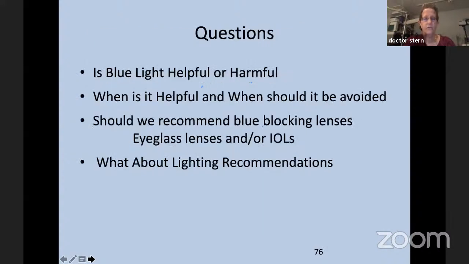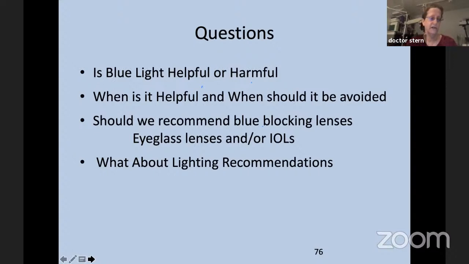And so here are just some questions. Is the light helpful or harmful? When is it helpful? When should we avoid it? Should we recommend either the blue blocking eyeglasses or intraocular lenses? And in general, what about different lighting recommendations for people? Or should they also be wearing it in eyeglasses, or should we be doing more on the screen?